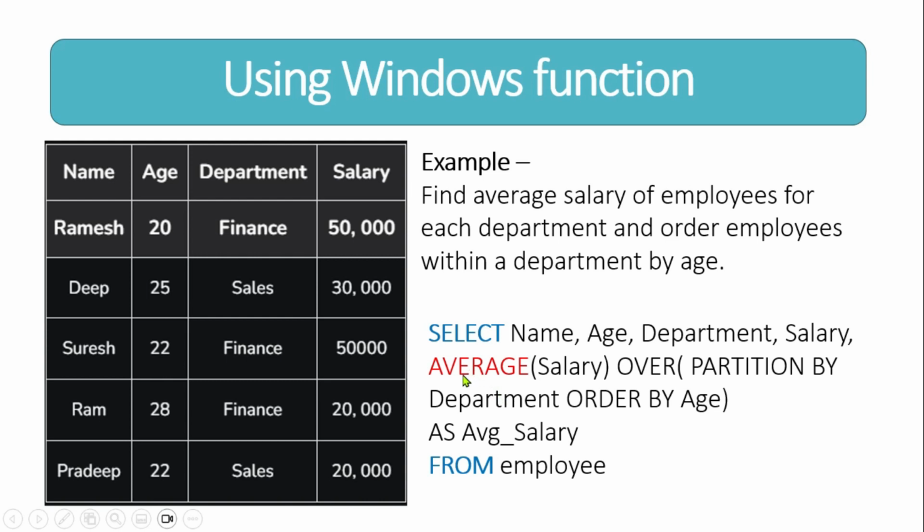So we will get all four columns. Then we are going to find the average salary OVER, which is used for the window function, PARTITION BY department. So we will get the two departments here, finance and sales, and ORDER BY age. Then it will order the employees by age, and it will create a new column as average salary, from the employees table.